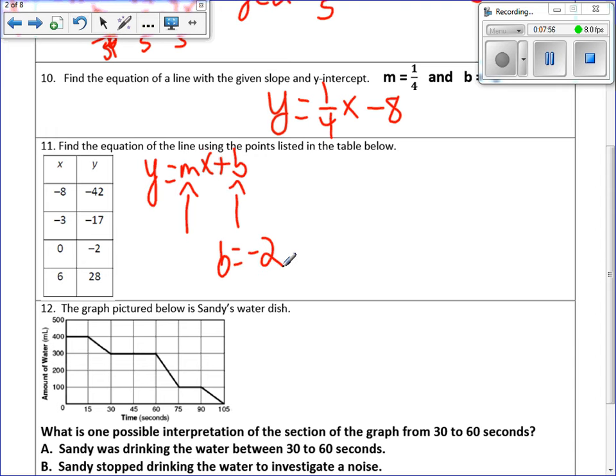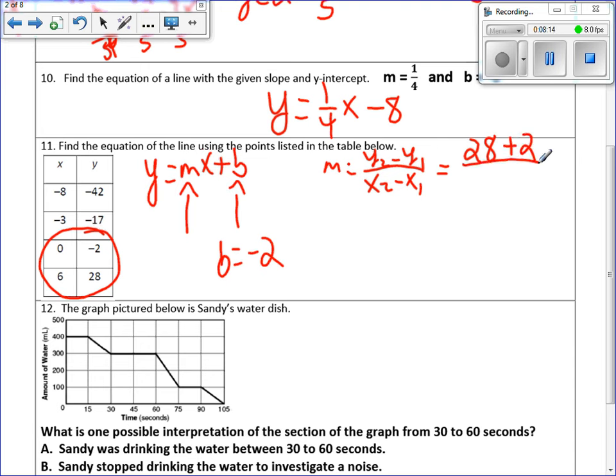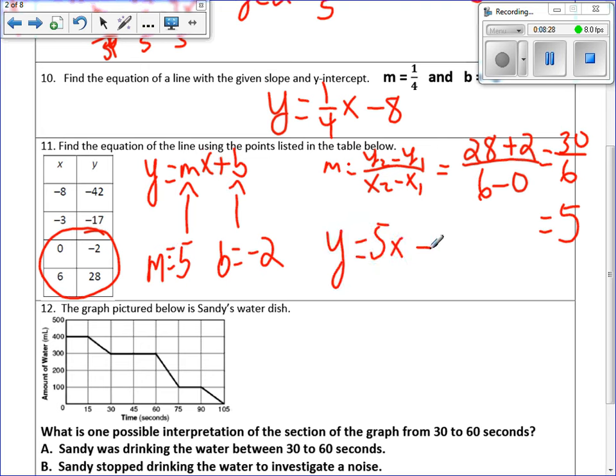Now to figure out the slope, I use the slope formula. I'm going to pick these 2 points because those look the easiest. m equals y2 minus y1 over x2 minus x1. So 28 minus negative 2, or 28 plus 2, over 6 minus 0. So that's 30 over 6, which just equals 5. So I know that the slope is 5. So y equals 5x minus 2.